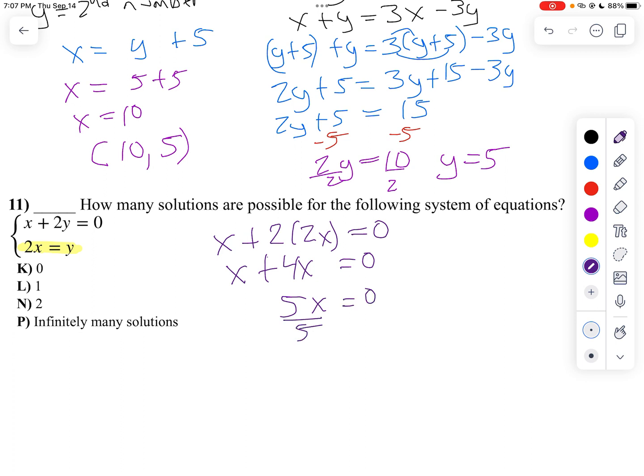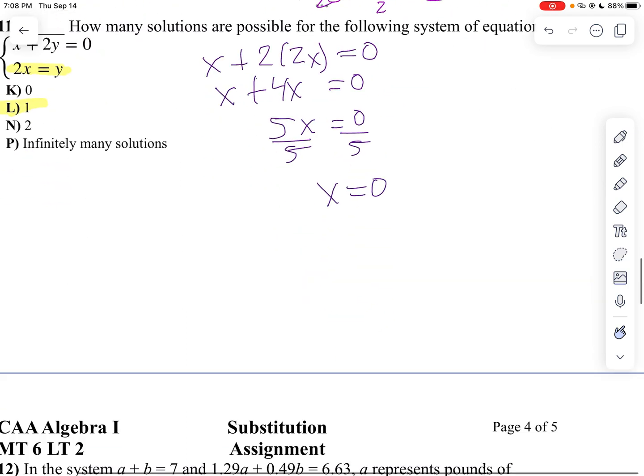Divide by 5. X is a number, isn't it? It's not infinitely many solutions. You get an answer, so it's not 0. X is 0. But I didn't ask for what x is. I said how many solutions. Well, there's going to be one solution. And I think that's it for this page. There we go.